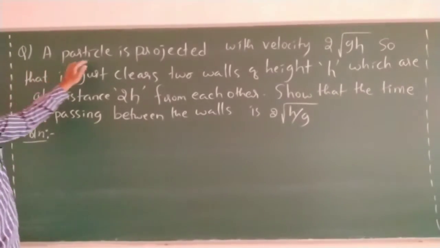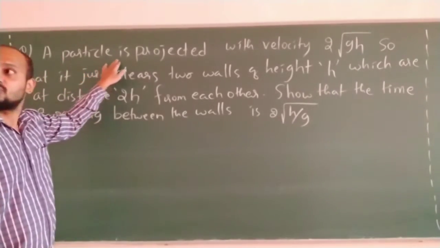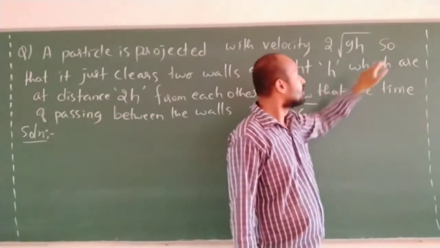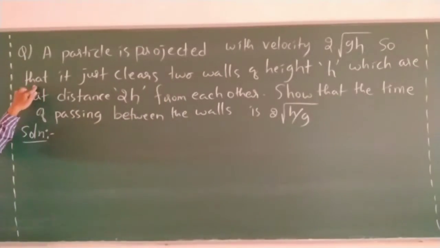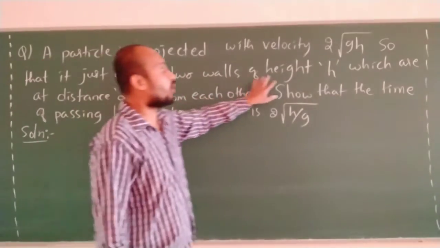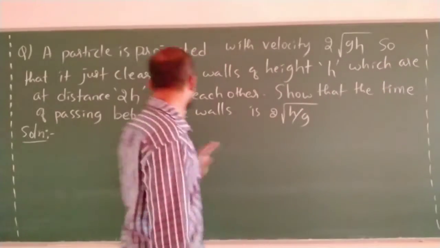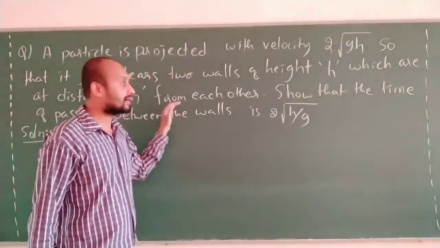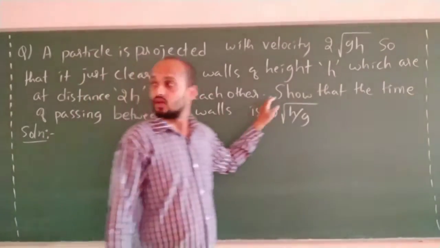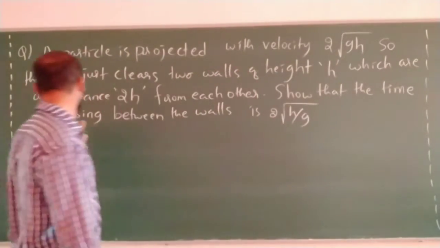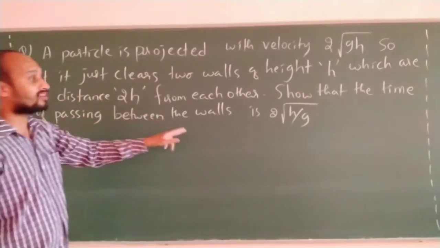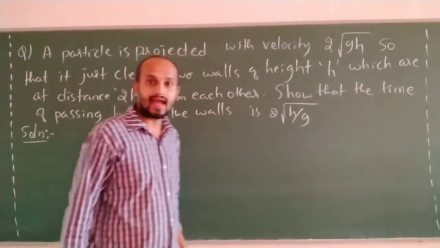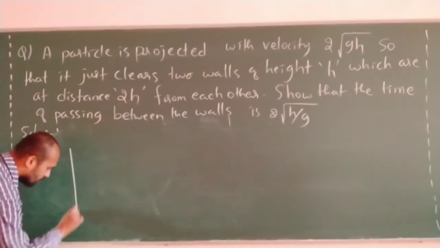See here, one problem we have: a particle is projected with a velocity 2 into root of gh, so that it just clears two walls of height h, which are at a distance 2h from each other. Show that the time of passing between the walls is 2 into root of h by g.